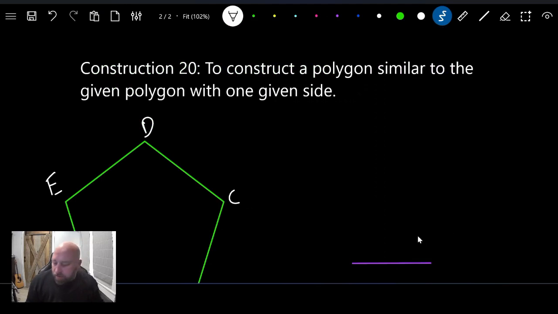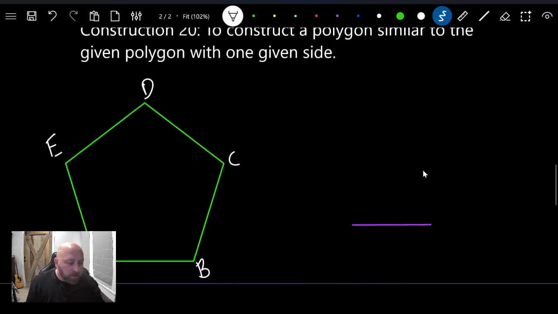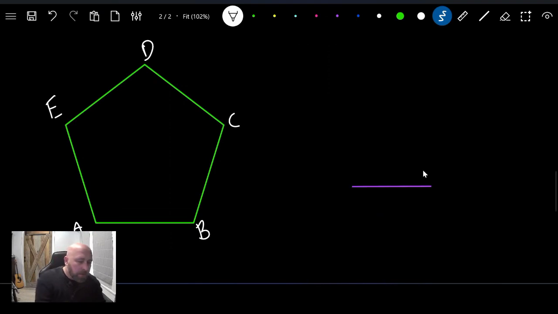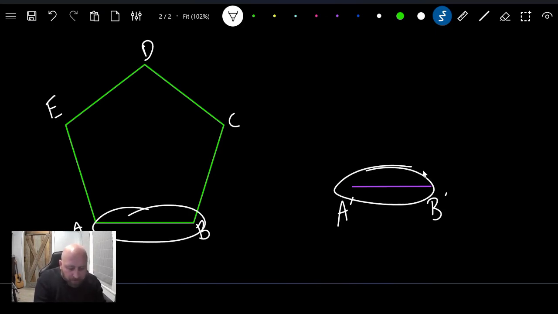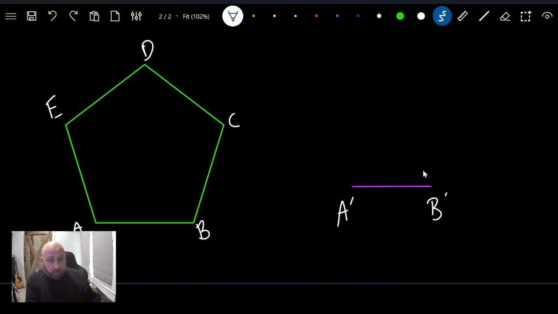All right, let's look at construction 20 real quick on page 226. This is very challenging for me to draw on the computer, but I'm going to do my best. So construction 20, to construct a polygon similar to the given polygon with one given side. So here's our polygon, and we want to take this polygon right here and shrink it down so that this, we're going to call this A prime, B prime, okay? So this line is now this line. It's kind of shrunken down just a little bit. So our new polygon is going to be a little bit smaller than our original polygon was.